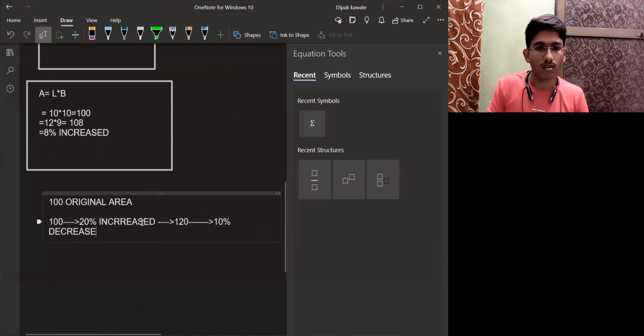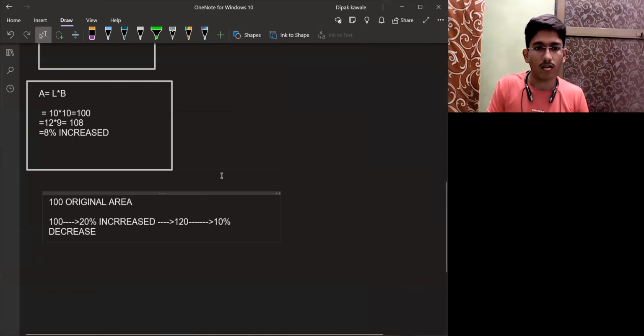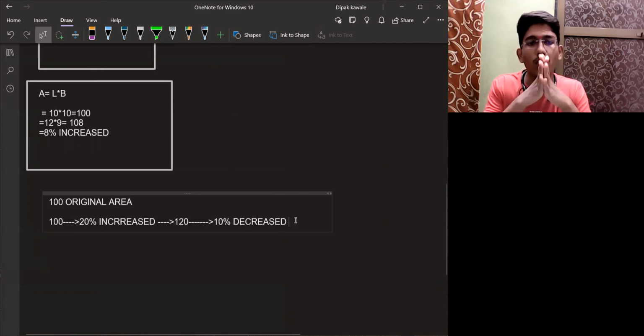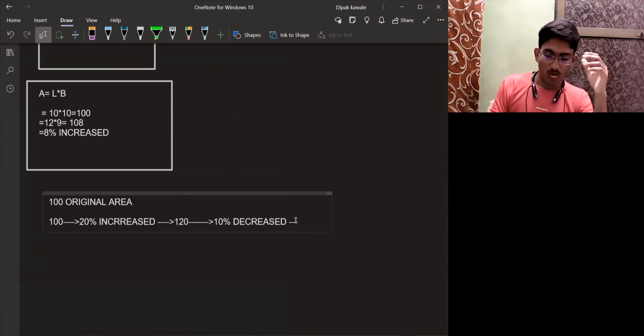10% decrease. Student, tell me what is 10% of 120? 12. But it is saying decreasing, that means we have to subtract. What is 120 minus 12? 108.